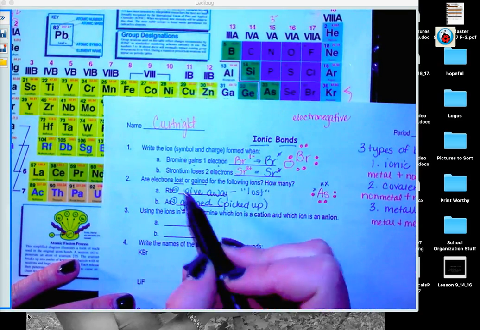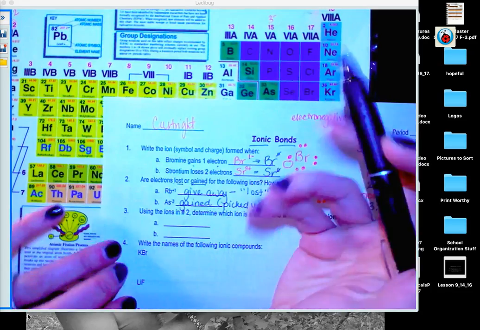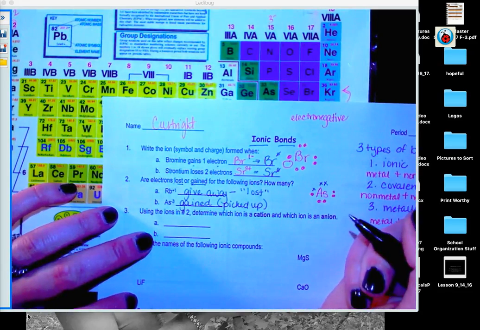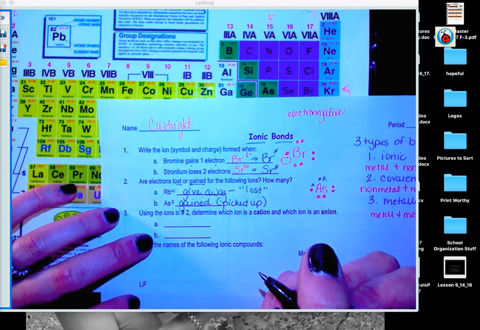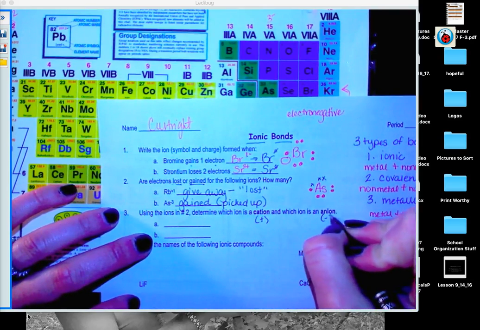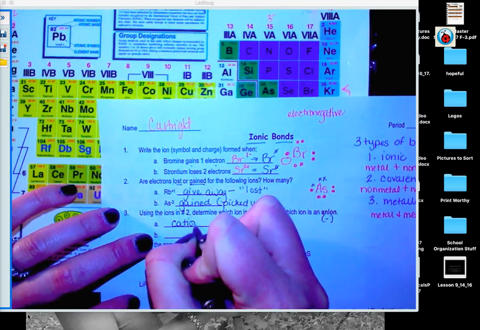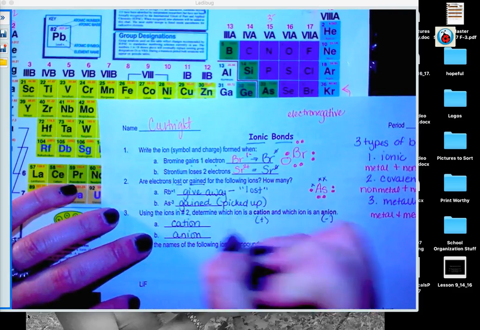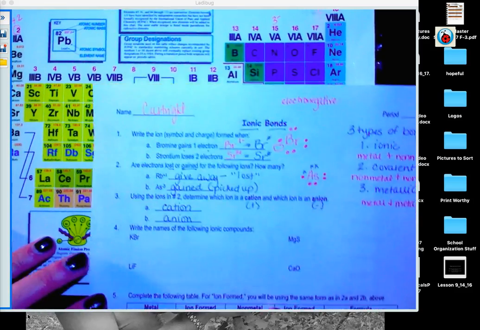Using the ions in number 2, that would be rubidium. Let me erase that so you guys can see what I did. That would be rubidium and arsenic. You have to determine which one of those is a cation and which one is an anion. Well, a cation is positive and an anion is negative. And so you would have a cation and an anion. Okay. In general, in fact, I think always, the metals are your cations. The metals are the ones with the positive charge, and they are your donors every single time. Your metals are your donors.